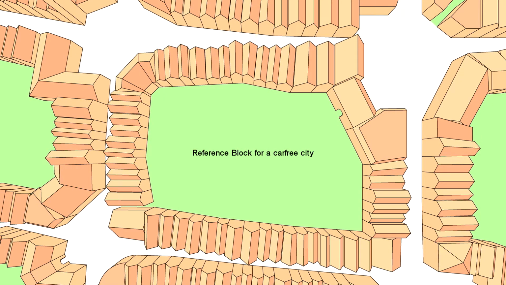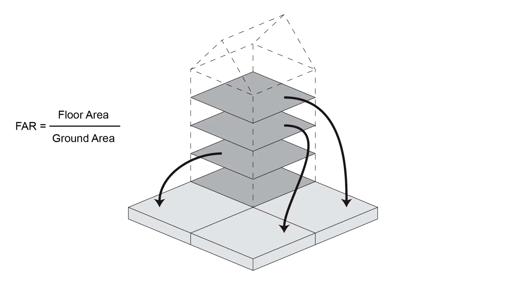Comparing urban density is not easy, and most comparisons do not give a clear picture. Floor area ratio, or simply FAR, is generally the most useful measure. FAR is calculated by dividing the total floor area by the ground area.